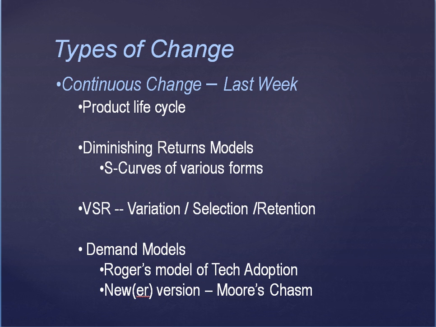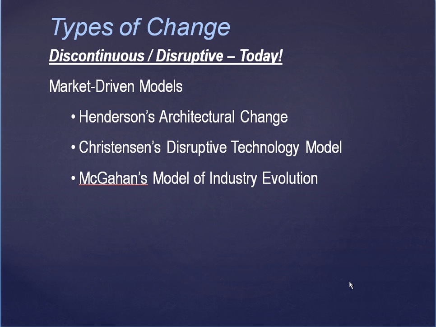Demand models are based on models of information diffusion, and the core model there is Rogers' model. A variation on that was Moore's chasm. This week we're going to look at three different market-driven models of technological change: Henderson's architectural change model, Christensen's disruptive technology model, and McGann's model of industry evolution.